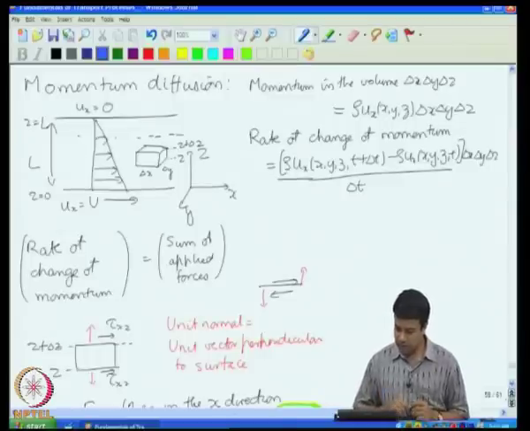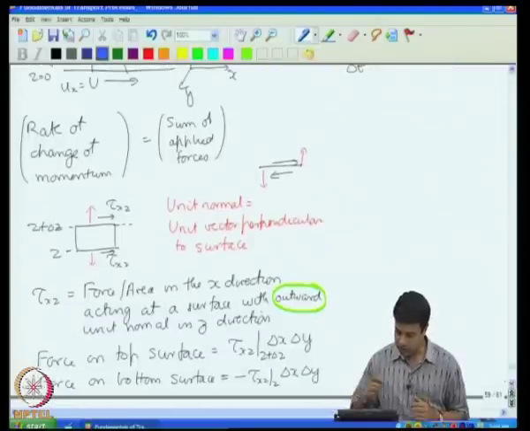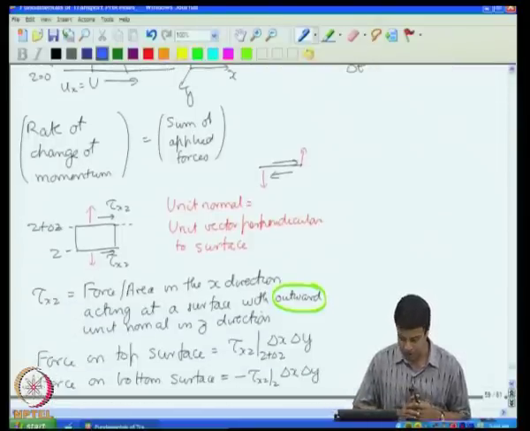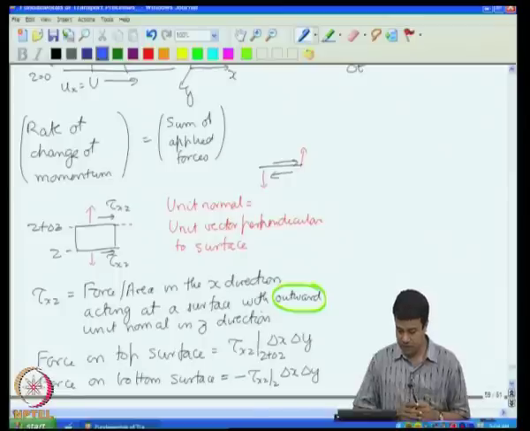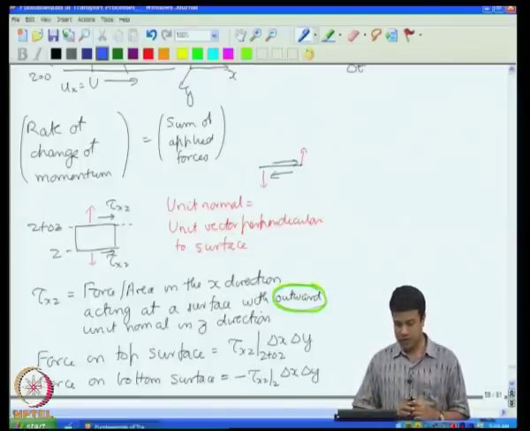The form of the equation for momentum diffusion was slightly different. It came out of Newton's laws of motion. The rate of change of momentum in a differential volume is equal to the sum of the applied forces. And there I had defined for you in some detail what the stress tau xz is. It is the force per unit area in the x direction acting at the surface with outward unit normal in the z direction.